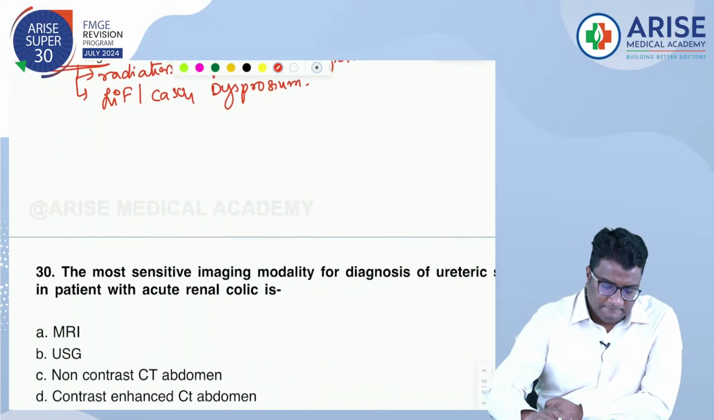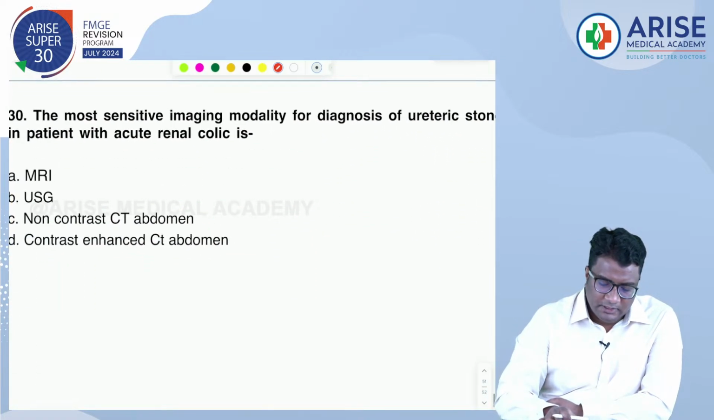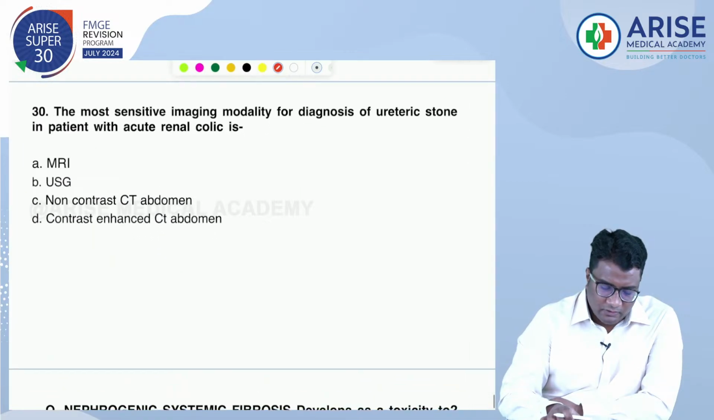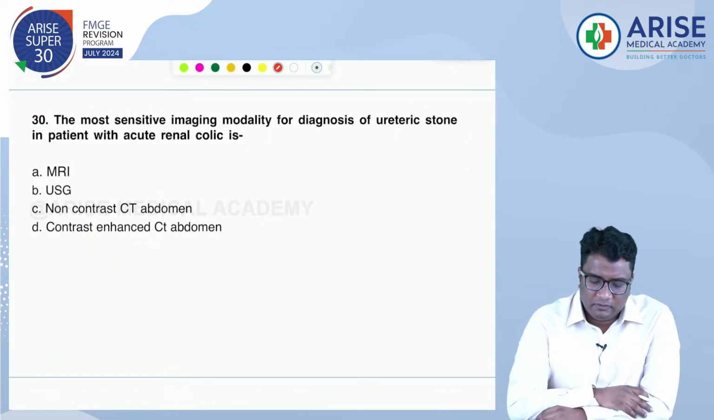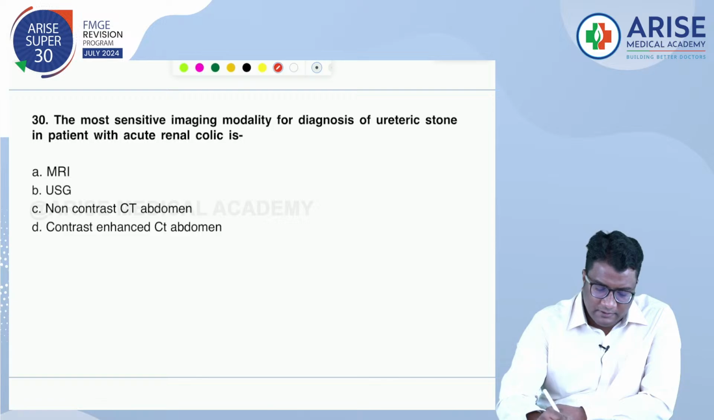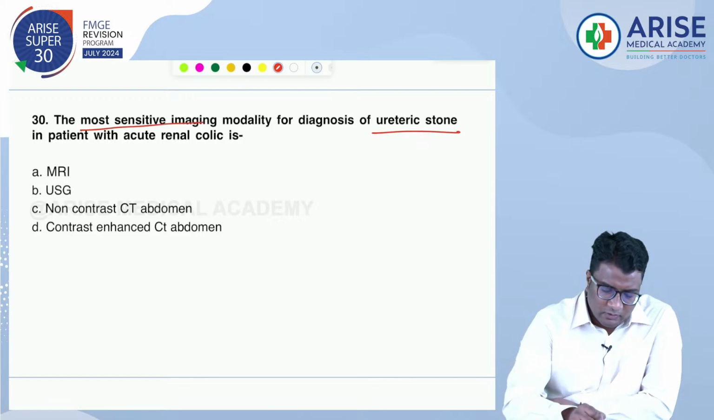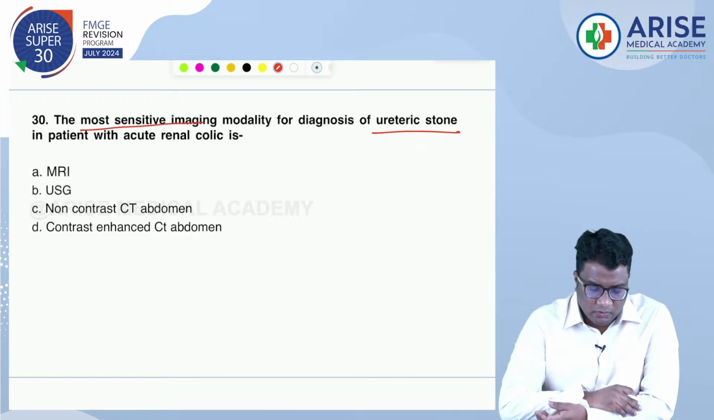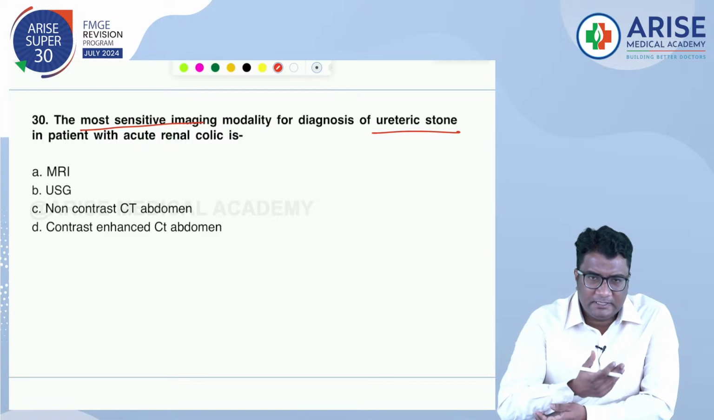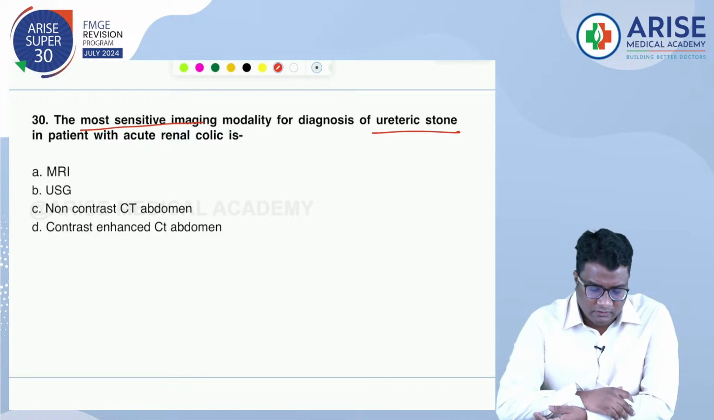Lastly, what is the most sensitive imaging modality for ureteric stone in patient with acute renal colic? So what is the most sensitive investigation that you would like to do for ureteric stone in acute renal colic? Would you go for MRI, ultrasound, non-contrast CT or contrast enhanced CT scan? Or basically for ureteric calculi, what is the investigation of choice?